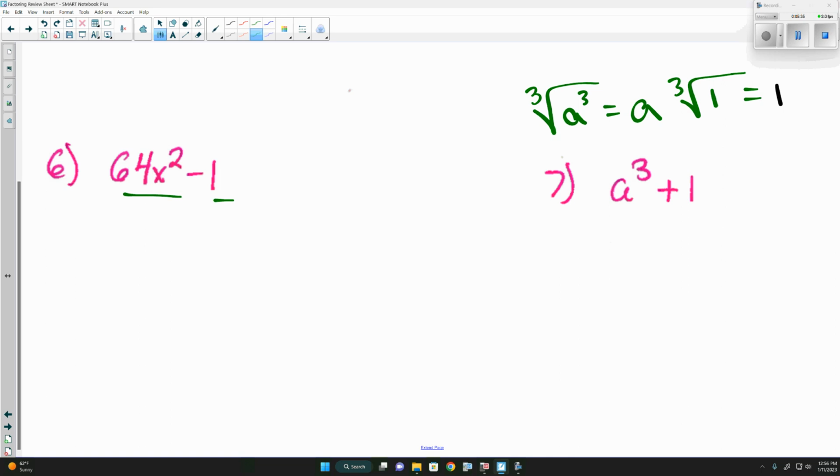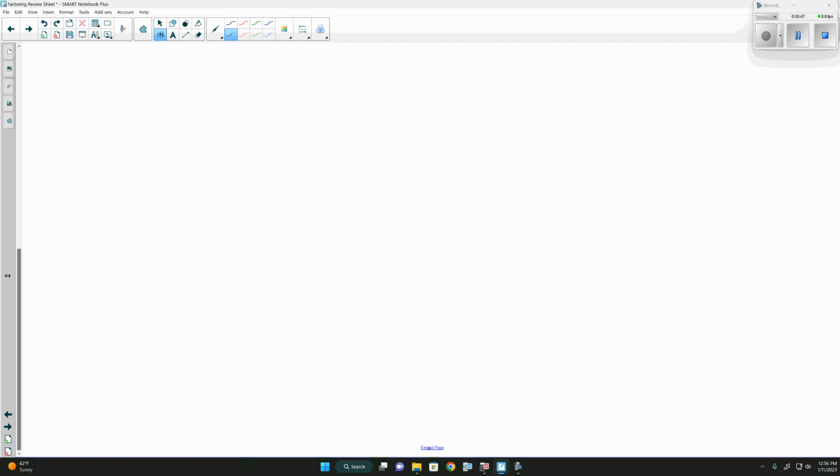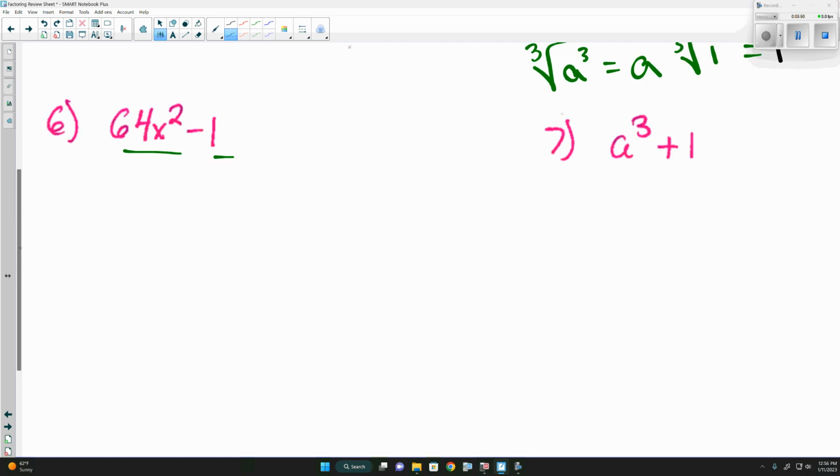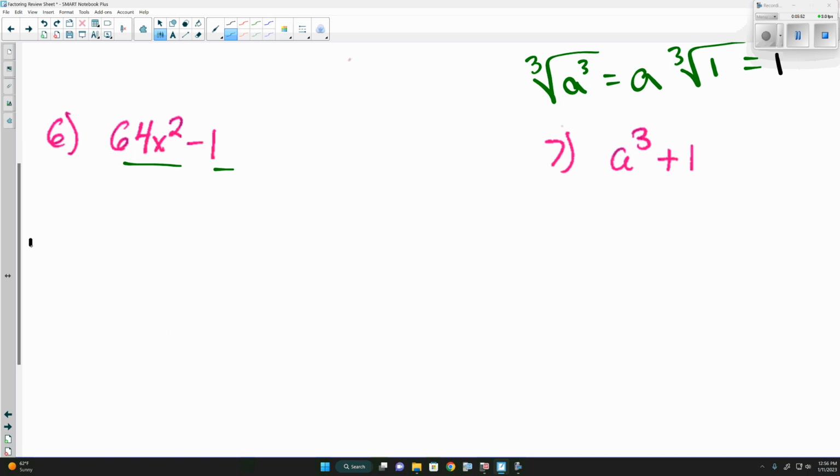Two terms being subtracted, and they're both perfect squares. We can multiply it by itself. 64 would be 8 and 8. 1 is still 1 and 1. Now, when we look at this here, so I have a little more room, we can set this up. So 3 and 5.